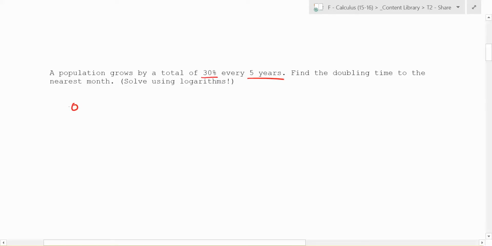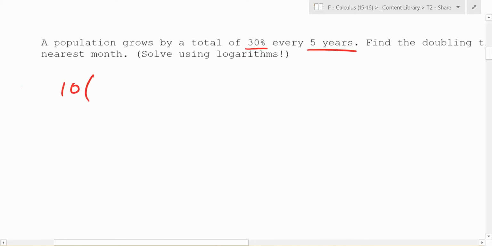So let's say the starting population was 10, and it grows by 30% in 5 years. So after 5 years, it'd be 10 times 1 point what? Which is, there's 13 of them, right? Is everybody with me so far? So after 10 years, you would multiply 13 times what?